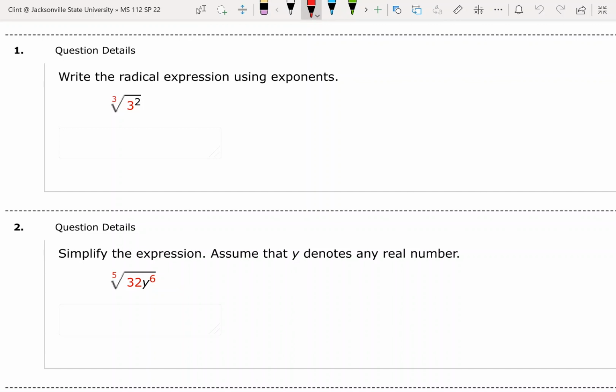We'll get going then. Okay, so number one says write the radical expression using exponents. So we're just trying to rewrite it from radical form to exponent form. So the two numbers we need: the index out here, and then the exponent if we have one on whatever's in there. Okay. So our big number will stay the same, and then this one will be 3 to the 2/3 power. So I'll get that writing out of the way.